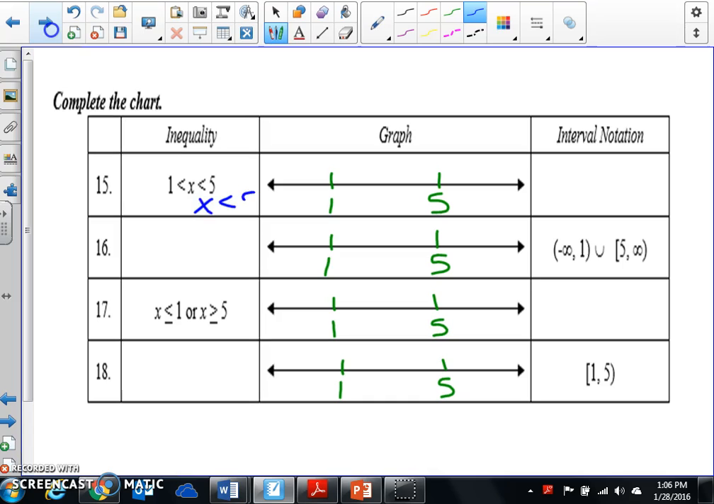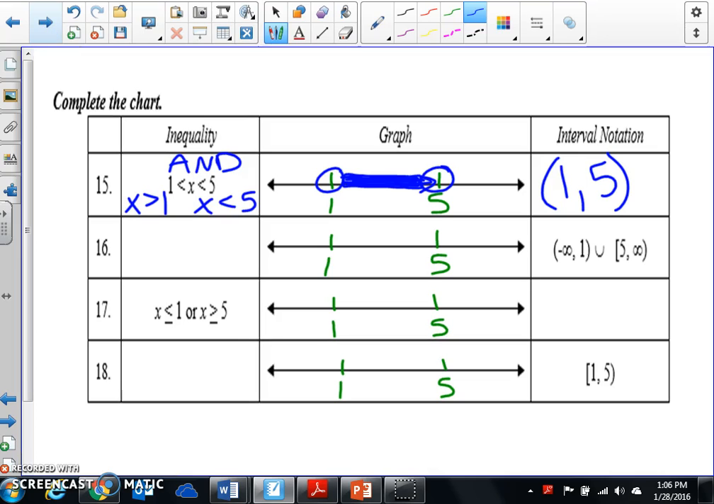This is x is less than 5, and then this is actually alligators eating the x, so 1. So this was a less than, so it's going to be an and. So I go to 1, it's an open circle going this way. 5, open circle going that way. It's an and, so it's actually just right here in the middle. For interval notation, remember if it's an open circle, it's parenthesis, starting at 1. Then I go to 5, parenthesis.